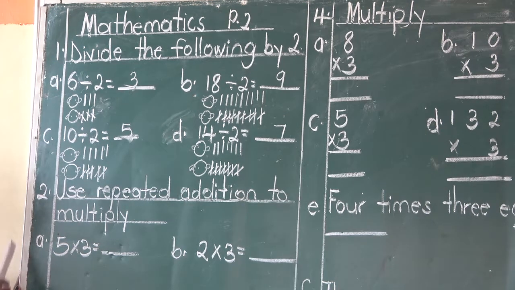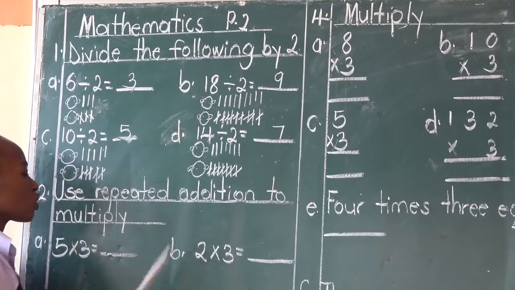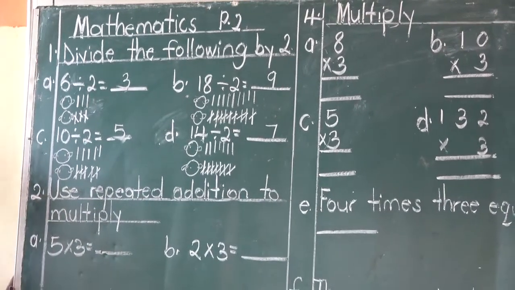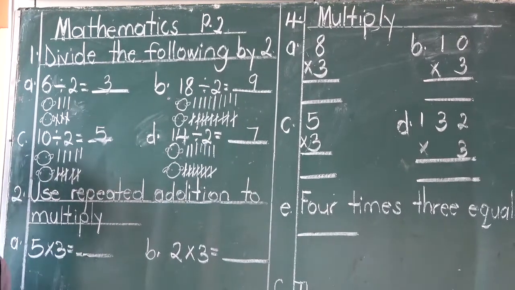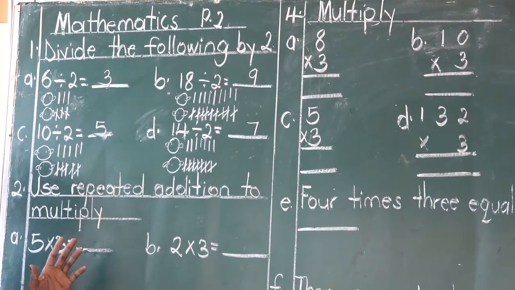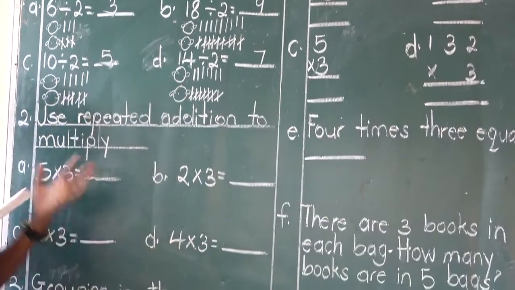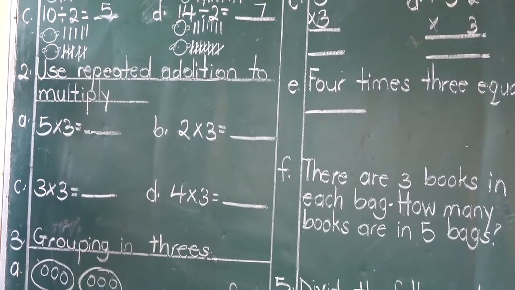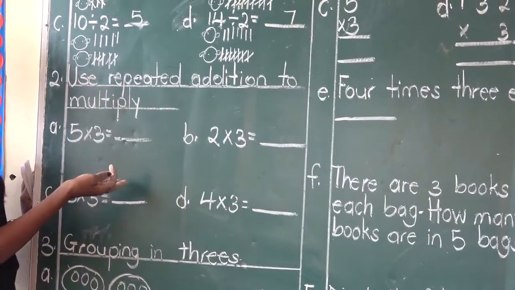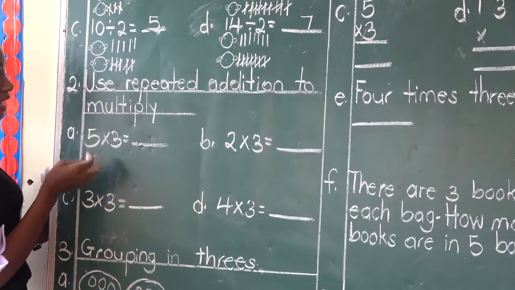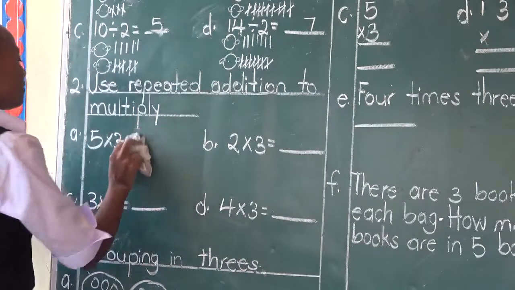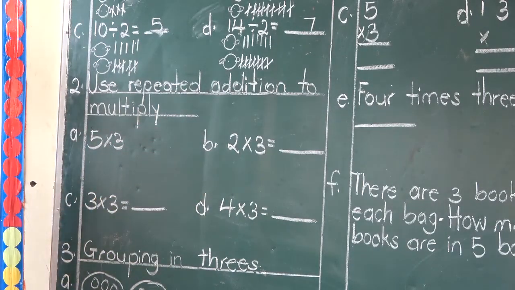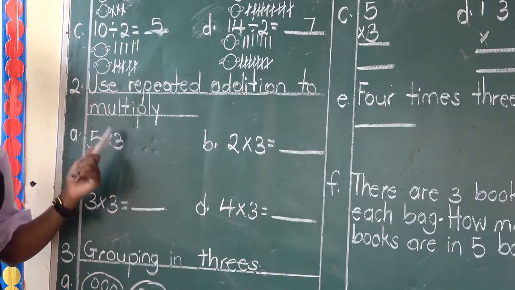Here we have: use repeated addition to multiply. Sometimes they can just tell you, use repeated addition to work out this number. When they've written it like this, 5 times 3, use repeated addition to work out this.